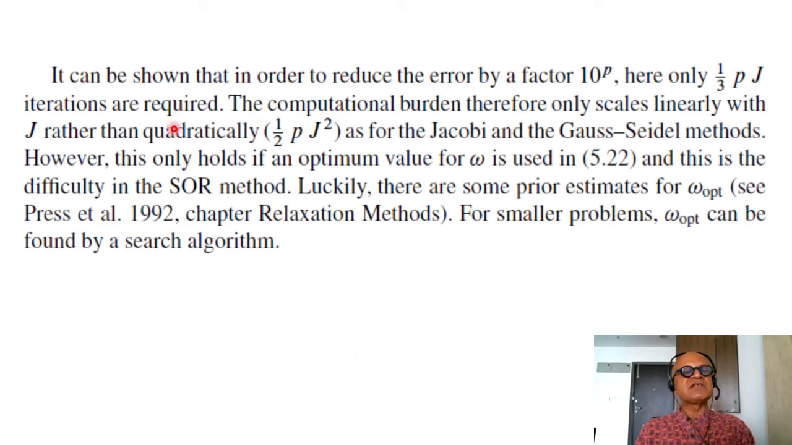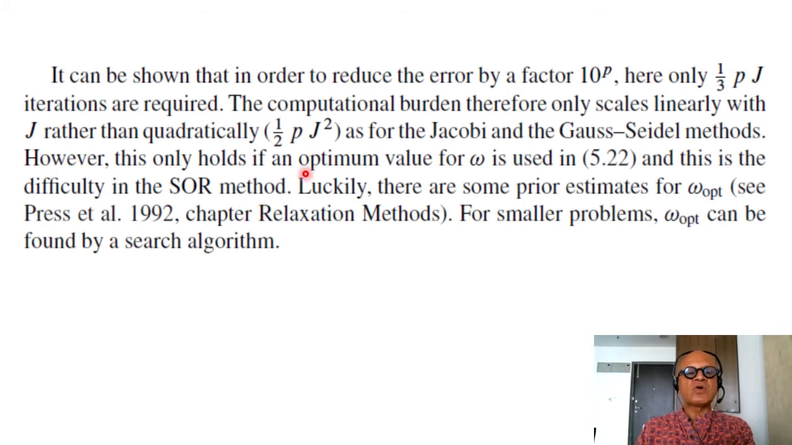So previously we said it can be shown that in order to reduce the error by a factor of 10 to the p, here only 1/3 p times J iterations are required. Obviously, this is much cheaper than what we had before. The computational burden, therefore, only scales linearly with J, the number of grid points, rather than quadratically as we had before. Before we had 1/2 p J squared for Jacobi and Gauss-Seidel methods.